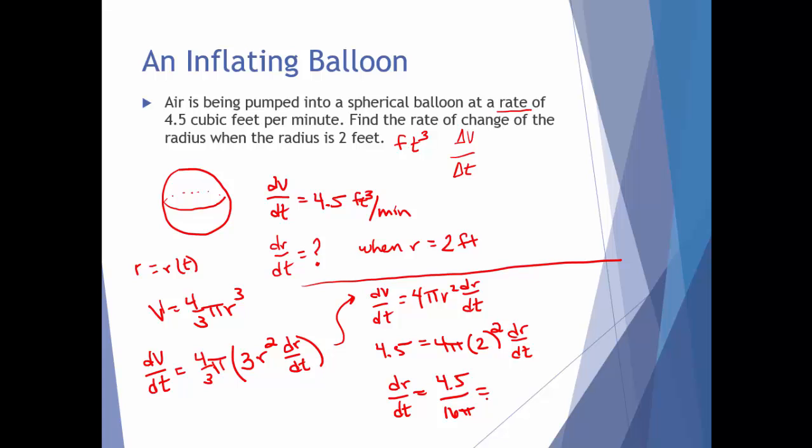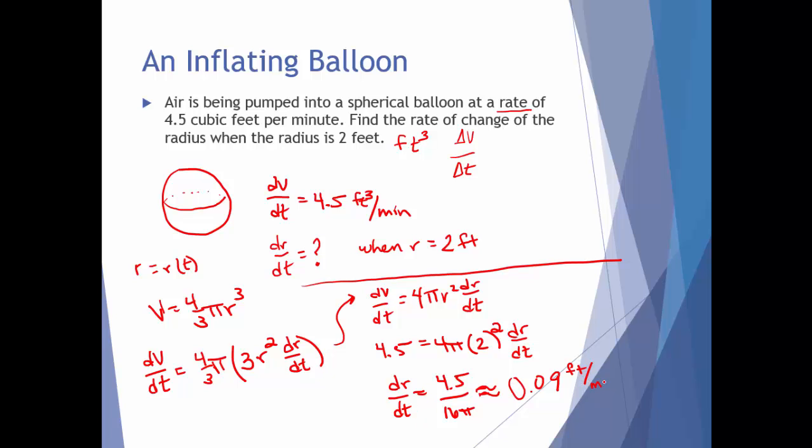And when we do that, it comes out to be approximately equal to 0.09. And we want to make sure we get a label on that. You look at the derivative to tell you what the label is going to be. The radius is changing in feet, and the time is changing in minutes.